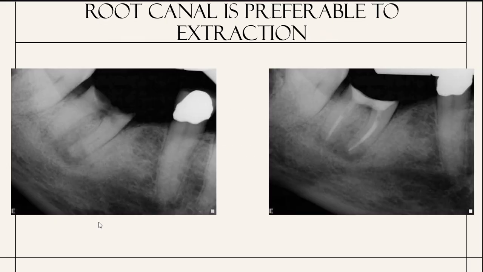Now, usually in these cases, this tooth is indicated for extraction, but this patient is on bisphosphonate therapy, so we do not do extraction. We try our best to preserve it as much as we can with root canal treatment.